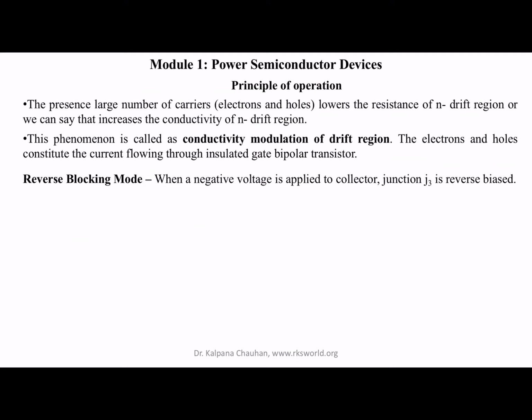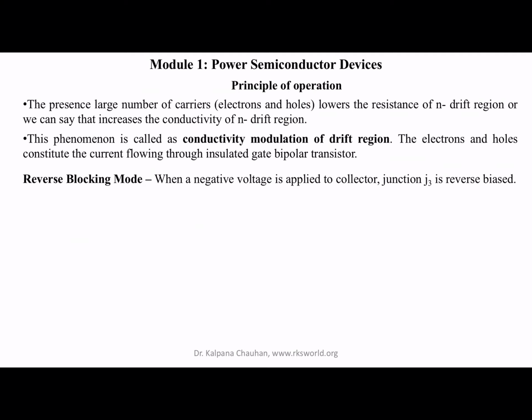The presence of a large number of carriers, those are electrons and holes, lowers the resistance of the N minus drift region, or we can say that it increases the conductivity of the N minus drift region. This phenomenon is called conductivity modulation of the drift region. The electrons and holes constitute the current flowing through the insulated gate bipolar transistor.